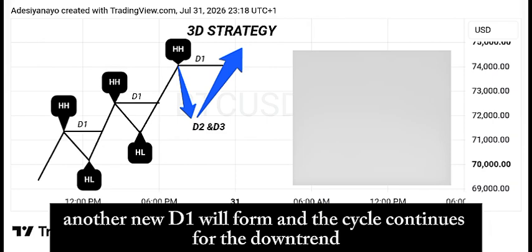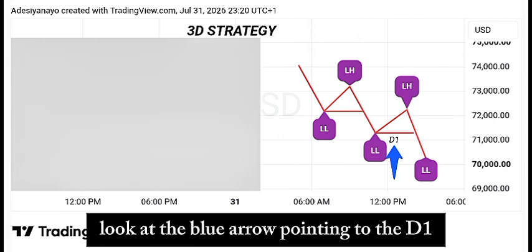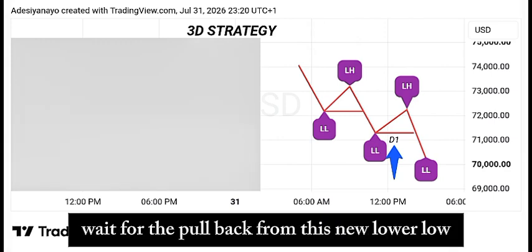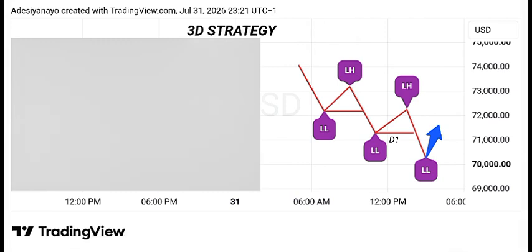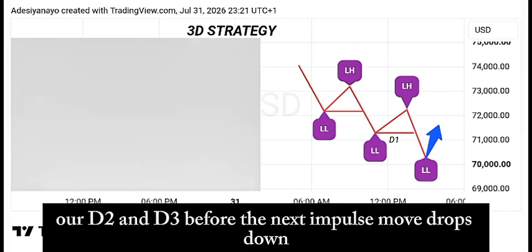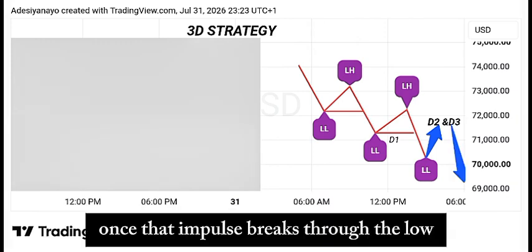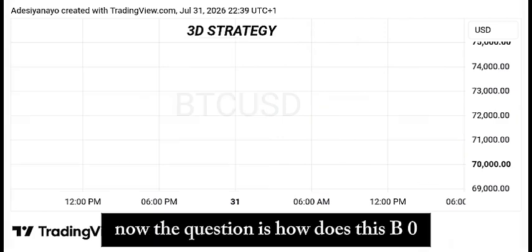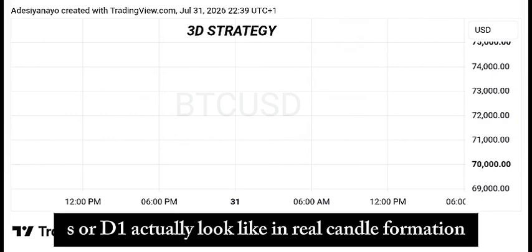And the cycle continues. For the downtrend, look at the blue arrow pointing to the D1. That's the new downside D1. Wait for the pullback from this new lower low. Inside this pullback is where we are going to find and confirm our D2 and D3, before the next impulse move drops down. Once that impulse breaks through the low, another new D1 will form. And the cycle continues.